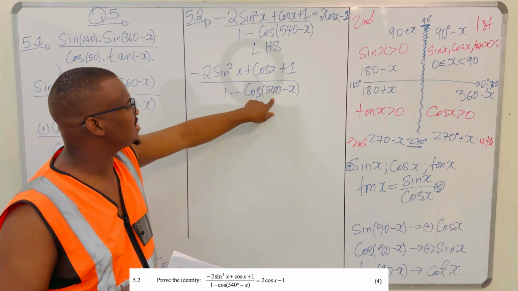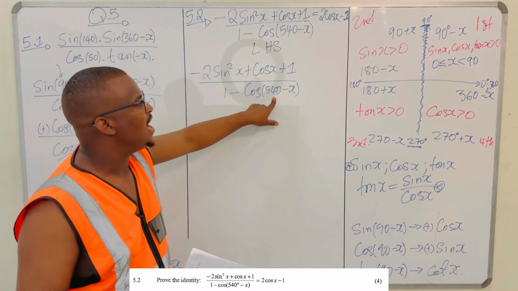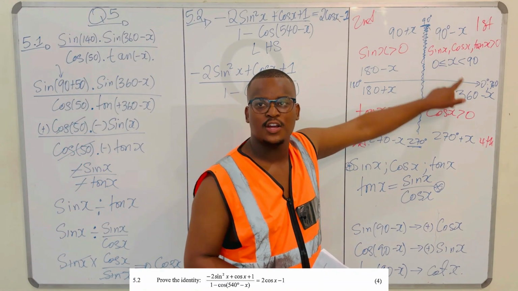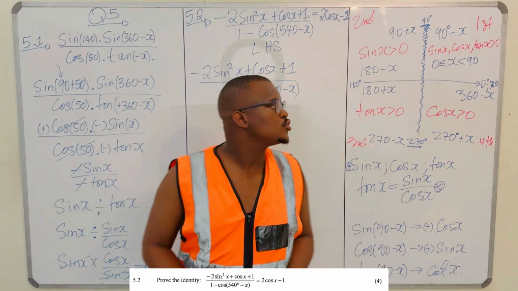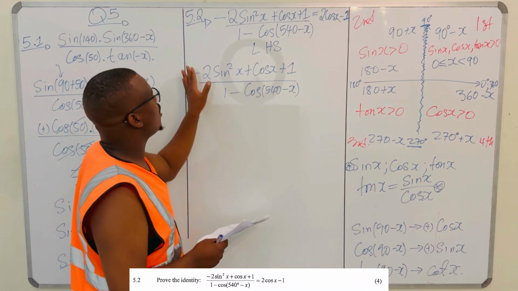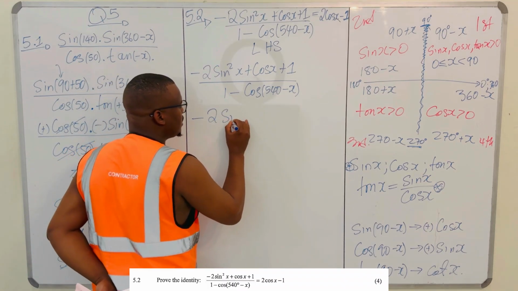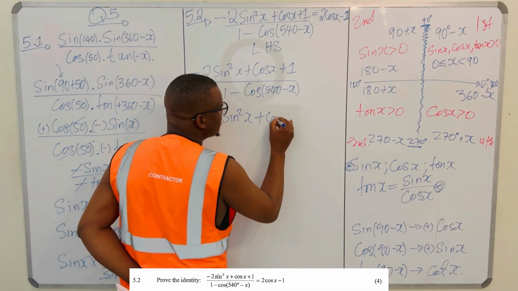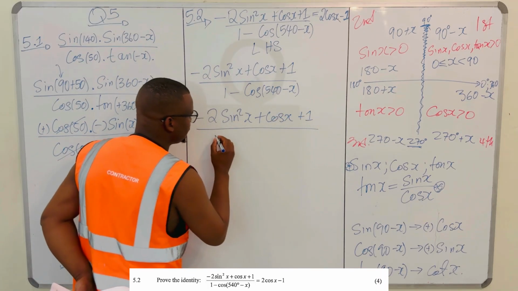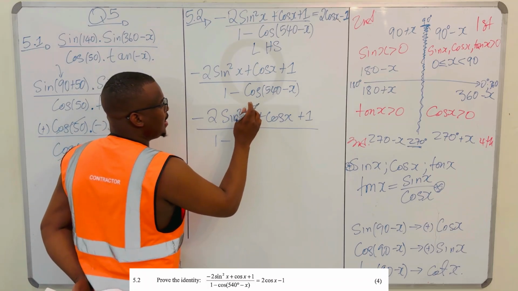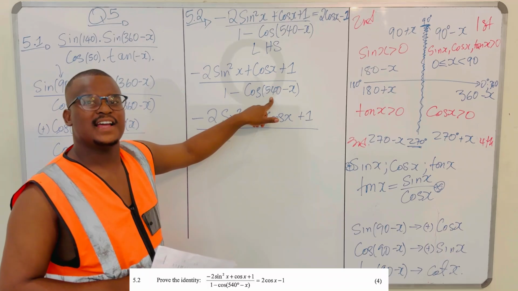So let's just get rid of this big angle here and make it an acute angle like those ones. We're going to use the same principle that we used from this step to this step down here. So let's deal with this part first. I'll write the top part as is and say, okay, minus 2 sine squared x plus cos x plus 1, all divided by 1 minus, and you ask yourself, where is 540 minus x?